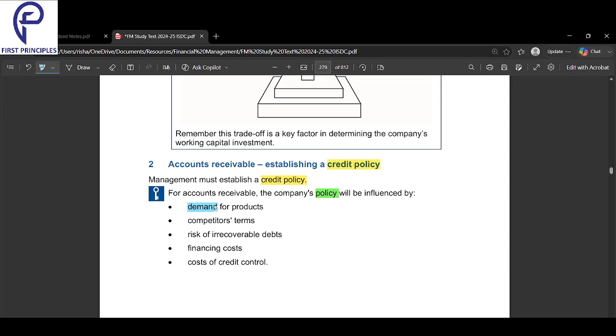If your demand is high, then you can keep a strict policy. If your demand is low, then you need a generous policy. But if your demand is high, then you can keep a strict policy.